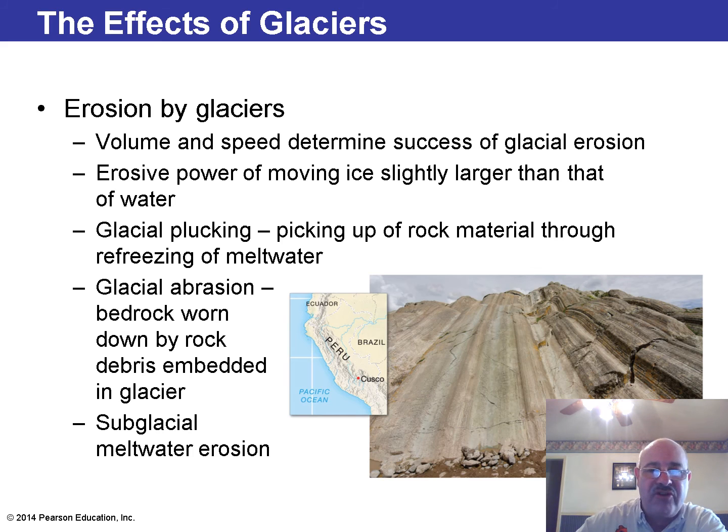All right, erosion by glaciers. Look how smooth this is. It's smooth because that rock was just forced along and it tore up everything in its path. Volume and speed determine the success of glacial erosion. How cold is it? Is the glacier growing? Is it moving?